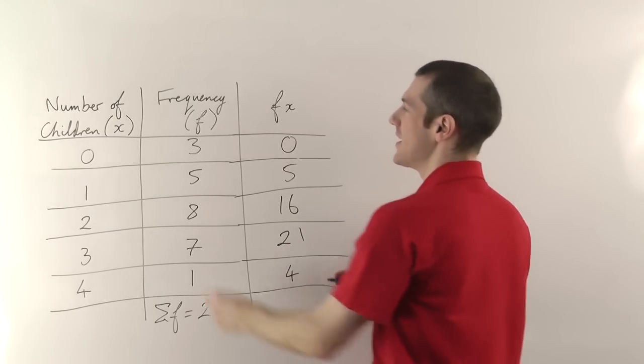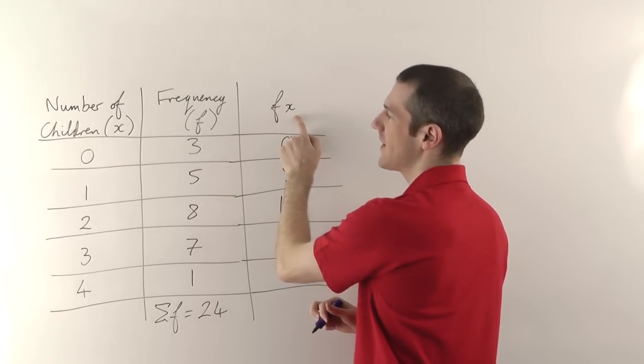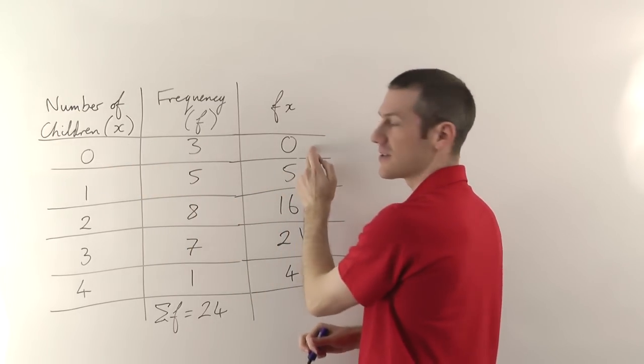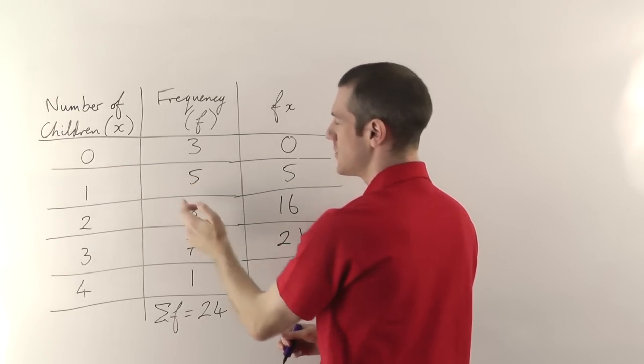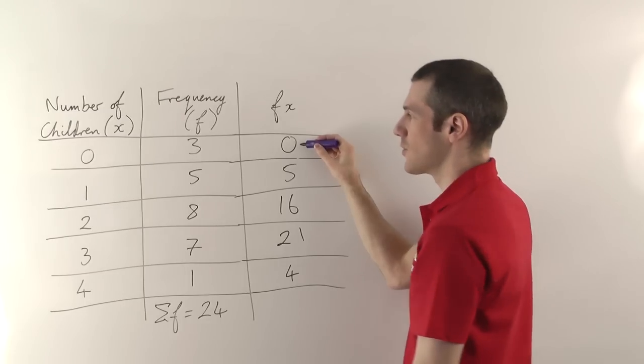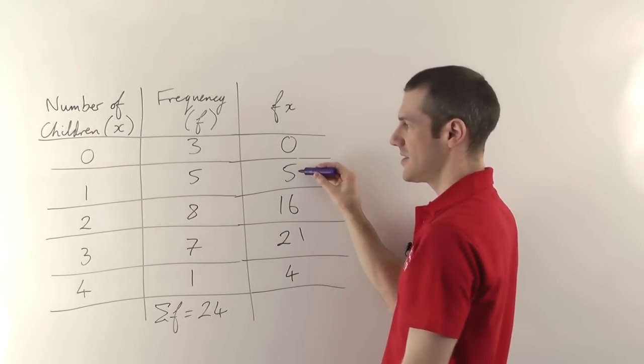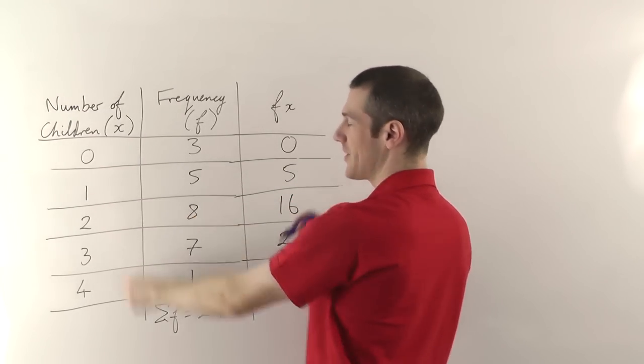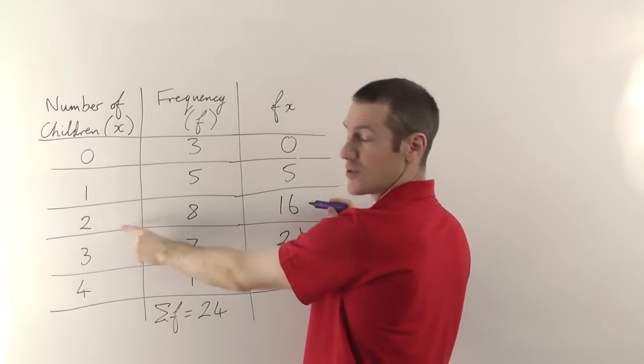And what you do with it is you multiply each of these numbers. You write FX at the top here and you do 0 times 3 to give you 0, 1 times 5 is 5, 2 times 8 is 16, etc. So this is the total of all the zeros. This is the total of all the ones. This is the total of all the twos, etc.